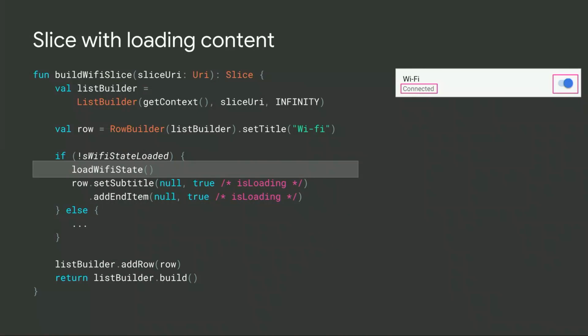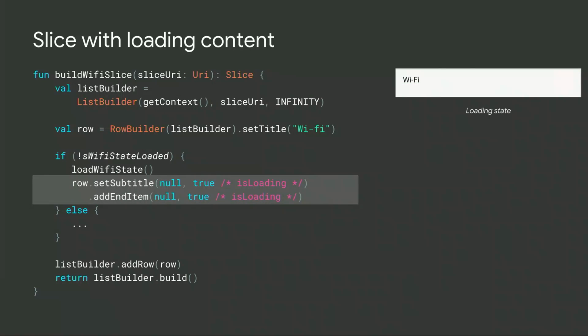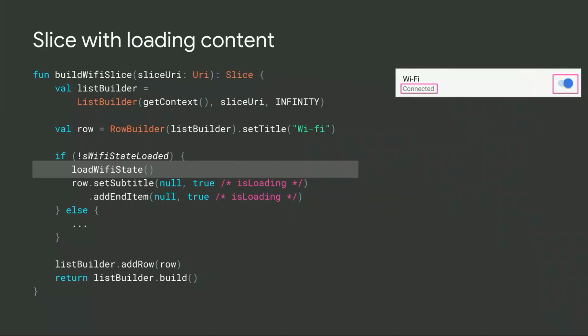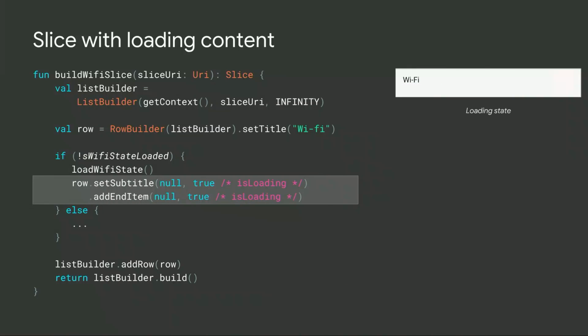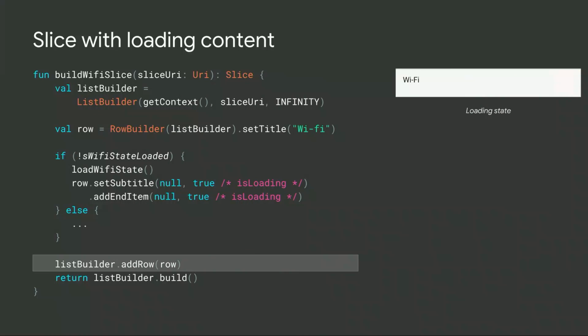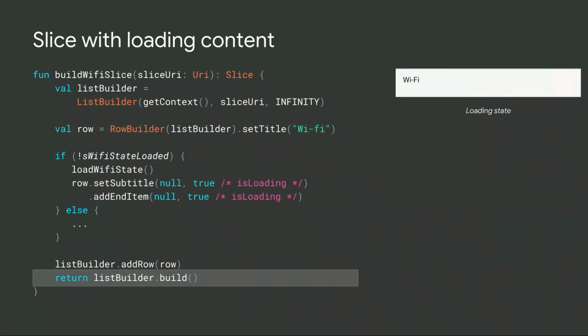And then we do this weird thing where we check if Wi-Fi state is loaded. Maybe it takes some time for us to determine whether Wi-Fi is connected or not, and we need to do that in the background. In the meantime, we're still going to return a slice with the content we intend to display, but we note that this content is loading. So the toggle, we don't know the state, and the connected text, we don't know whether we're connected or not. So these two pieces, we need to indicate that they're going to be loaded. We do that just by passing null and a Boolean on the builder methods. We then add that row to the list builder, and we build the slice.